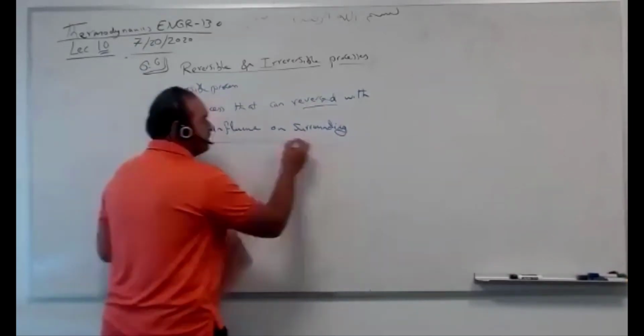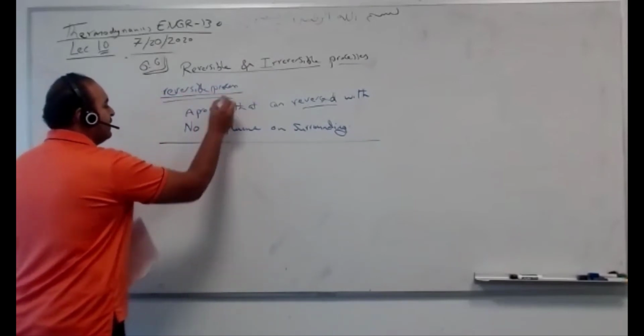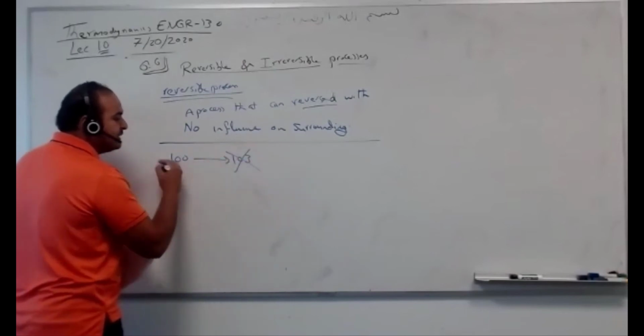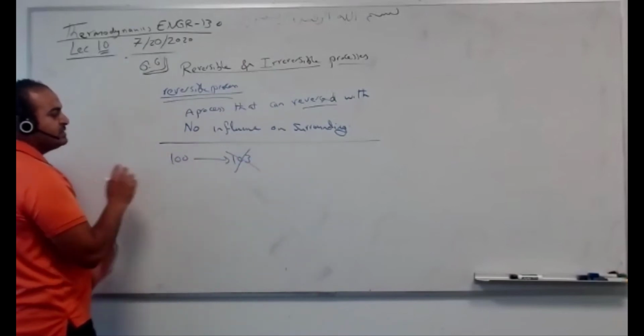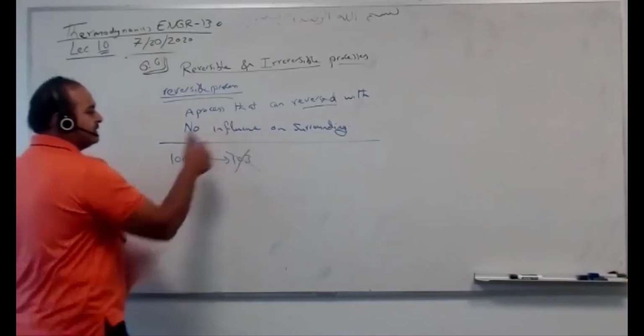Anyway, this is, for example, wrong because this is irreversible. It cannot happen. If you have $100, returning it more is impossible. This is irreversible because you return it more. So that has influence on the surrounding.